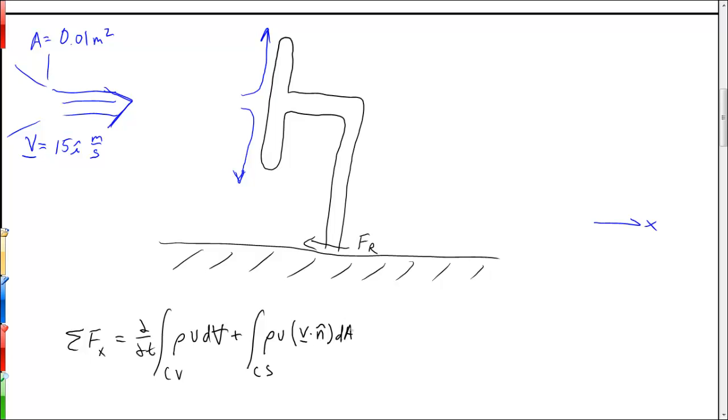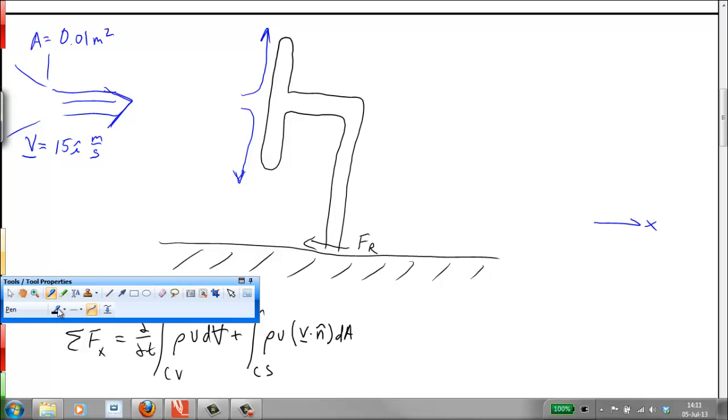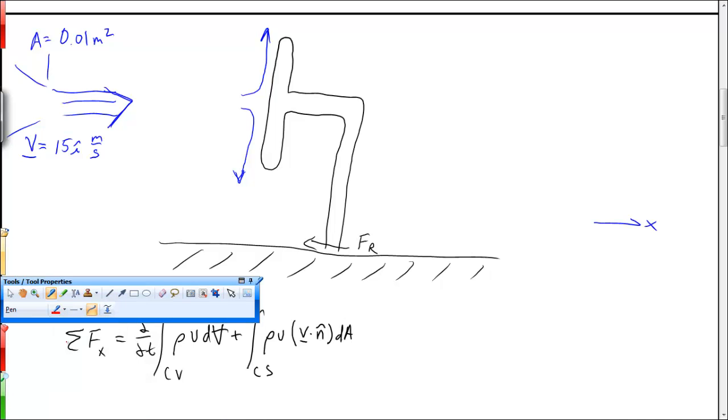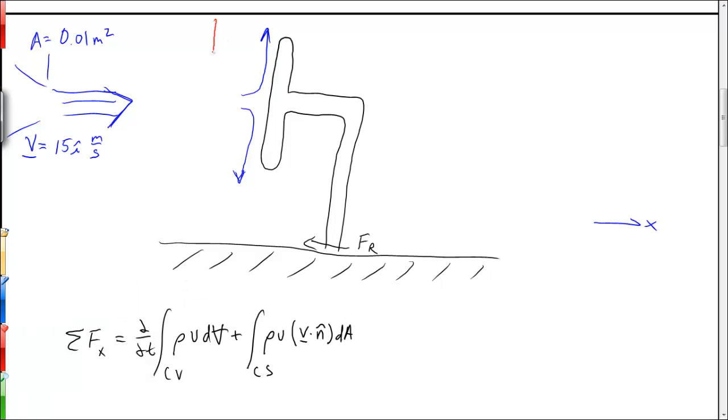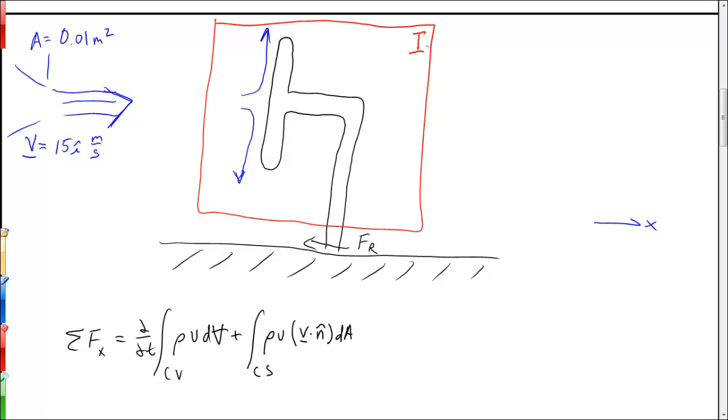But some of them, depending on how you choose it, will give more or less algebra or arithmetic to get to the correct answer. So what I'm going to do is draw my first control volume like this. I'm going to call it 1 to differentiate from future calculations here in a minute.